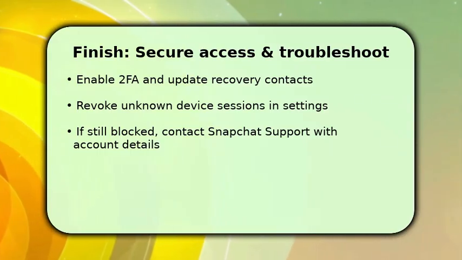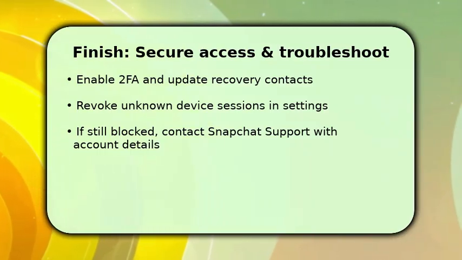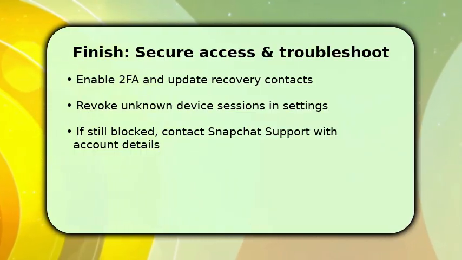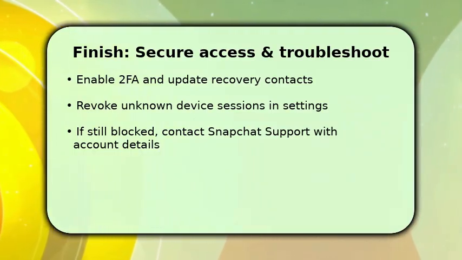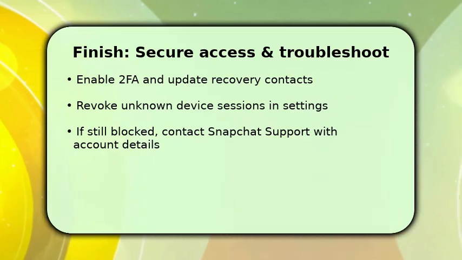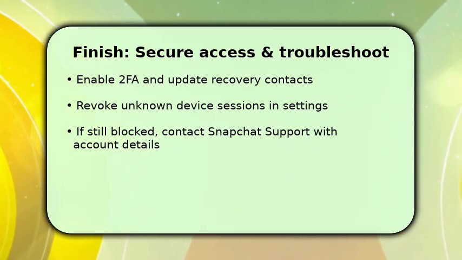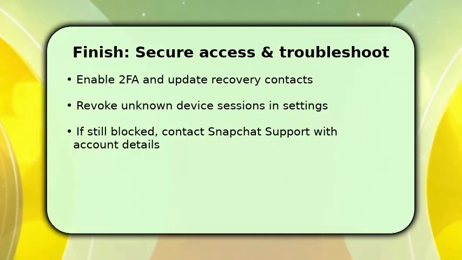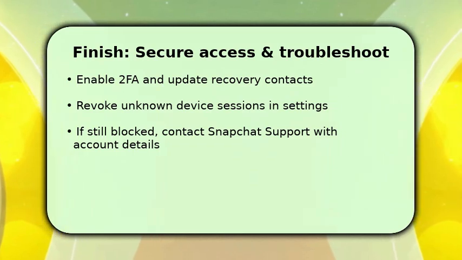If you hit a persistent error, capture screenshots of messages and error codes, then contact Snapchat support with your username, linked email, and the screenshots. This speeds resolution. One troubleshooting tip. If CAPTCHAs or rate limits appear, wait 30 to 60 minutes before retrying to avoid temporary blocks.